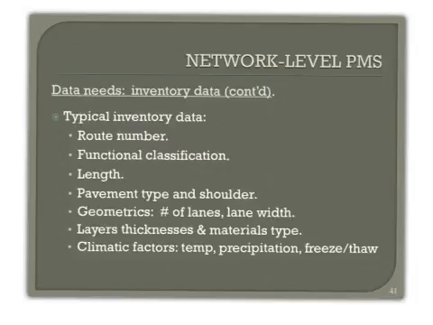Still also under the inventory data, we need to have typical information regarding the route number. As we can see in any PMS database, it has to have, for example, a route number or a route ID. What's the functional classification of that road? Is it an interstate? Is it a local street? Is it a collector, arterial? We need to know that. Also, we need to know the length of that street or that section. On top of this, we will have to know what's the pavement type and if there is a shoulder or not. Some information also regarding the geometrics you have to collect, like the number of lanes as well as the lane width.